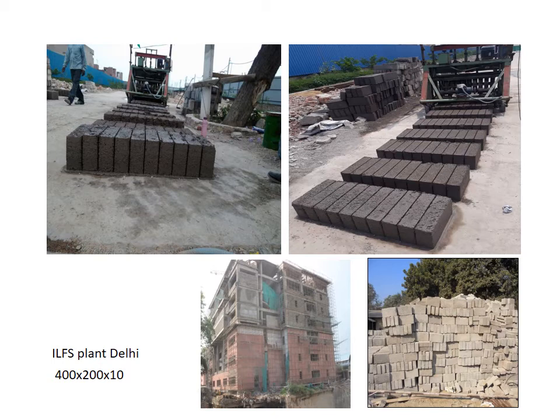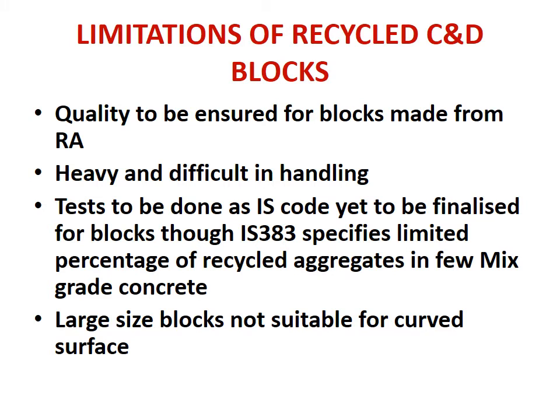More than 17 lakhs of blocks were used in the additional Supreme Court office building by CPWD in Delhi. So these are some of the photographs. And then limitations may be that quality has to be ensured for our blocks, both of RCA and RA, and particularly of RA, the recycled aggregates. That is important, and the project manager, project in charge should ensure the quality and get them tested. Heavy and difficult in handling, that is another limitation.